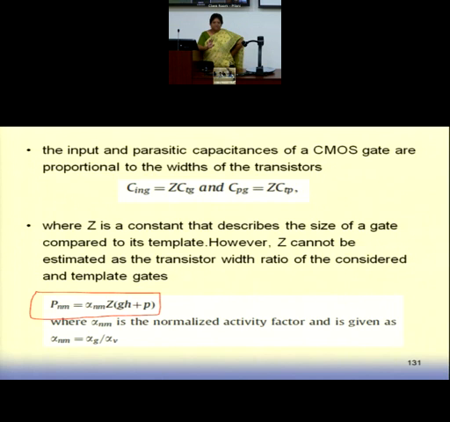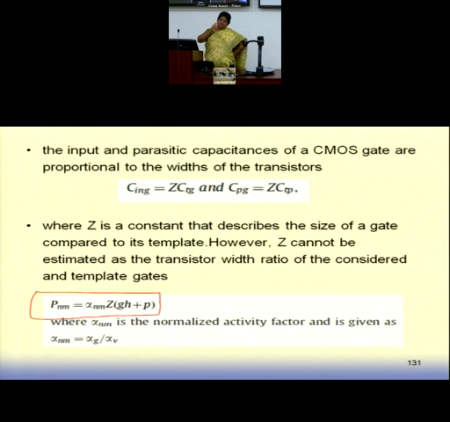Clear? Got it? How do you find Z? Z is where you want to write the width proportional to the widths. Suppose there is a template gate whose width is known to you. You are taking some gate whose width is known to you, and then you are saying, okay, the input gate has a width Z times that of it. In the case of a standard gate, you might not be knowing the width. Actual width might not be known, you still would be working with the capacitances only.